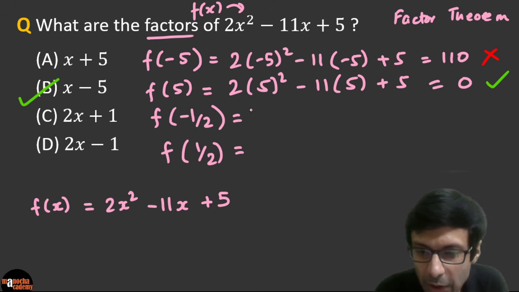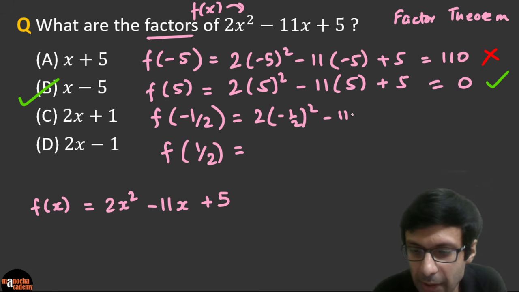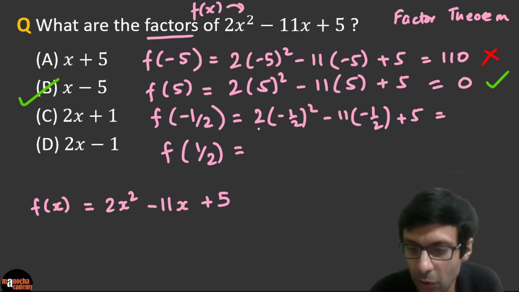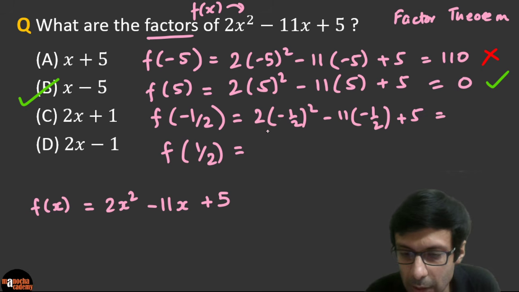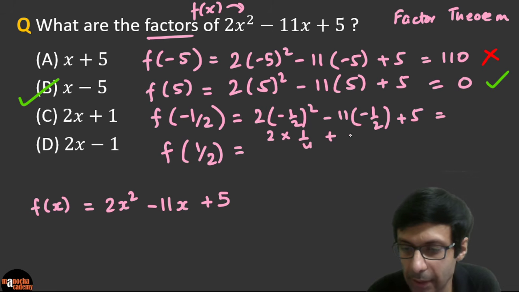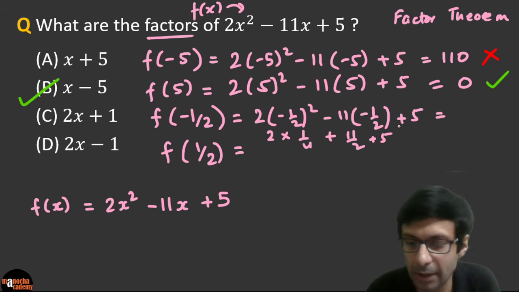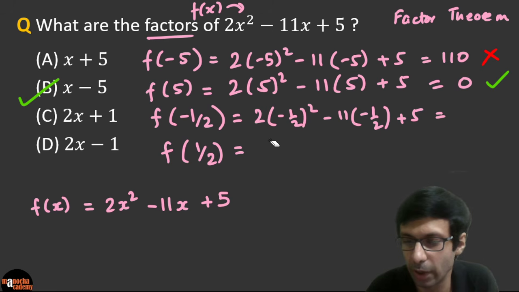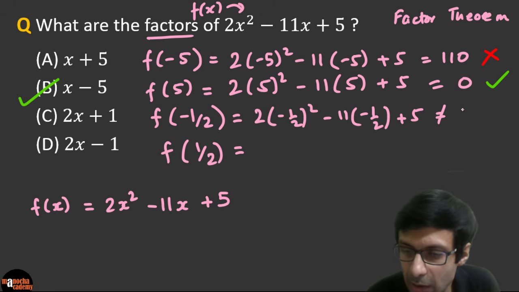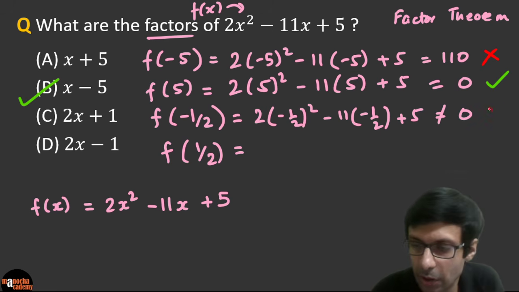Okay, so let's try this one. This is going to be 2 into minus half whole squared, minus 11 times minus half, plus 5. So all of you go ahead and solve this. And similarly, what do we get here? 2 times 1/4 plus 11 by 2 plus 5. Oh, okay, that's certainly not 0. So I won't even bother to calculate it. It's basically not equal to 0, right? I checked that, it's turning out not equal to 0. So therefore, this is not a factor.